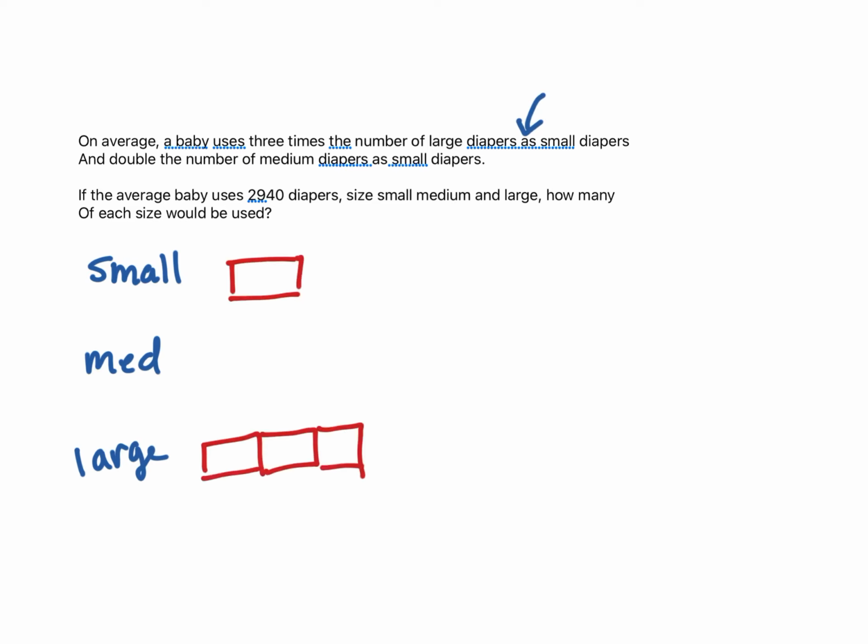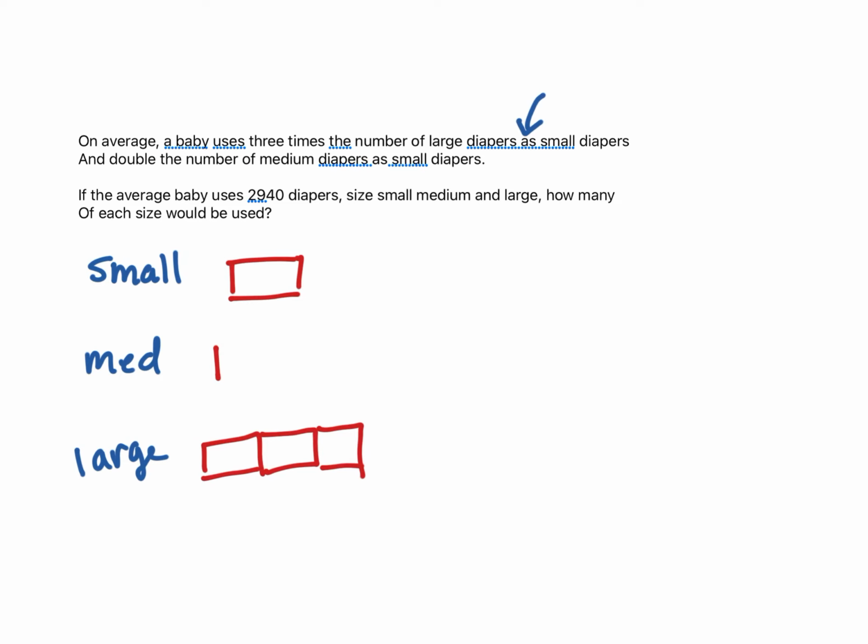So they use 3 times the number of large diapers when compared to the small, so the large would be more. And then double the number of medium diapers when compared to the small, so we would need 2 boxes here. If the average baby uses 2,940 diapers, size small, medium, and large, how many of each size would be used?